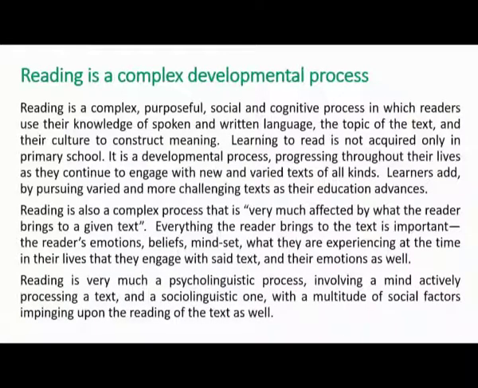Then the next learning outcome is to be able to explain or discuss the statement that reading is a complex developmental process. So just like a child goes through developmental processes to learn to walk and to learn to talk, reading is the same, and you need to be able to explain what that statement means. So what is this process that a child goes through in order to be able to become a fluent reader one day?